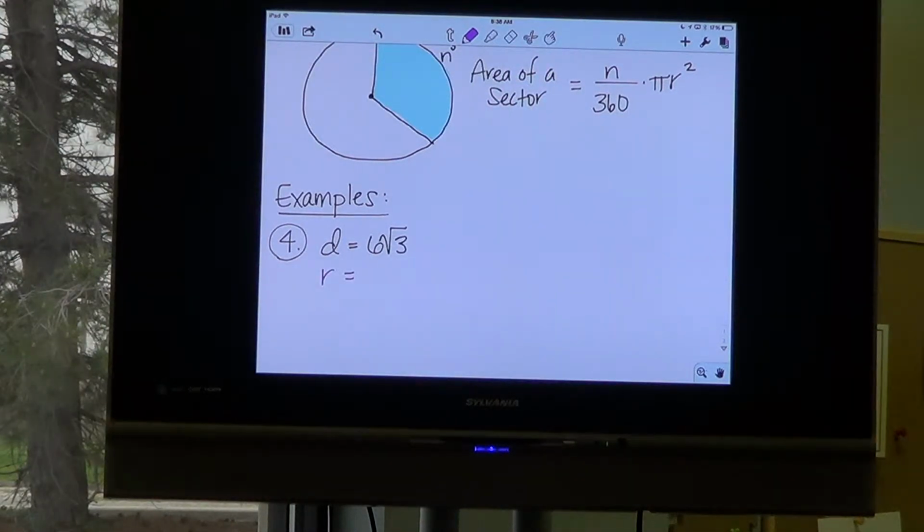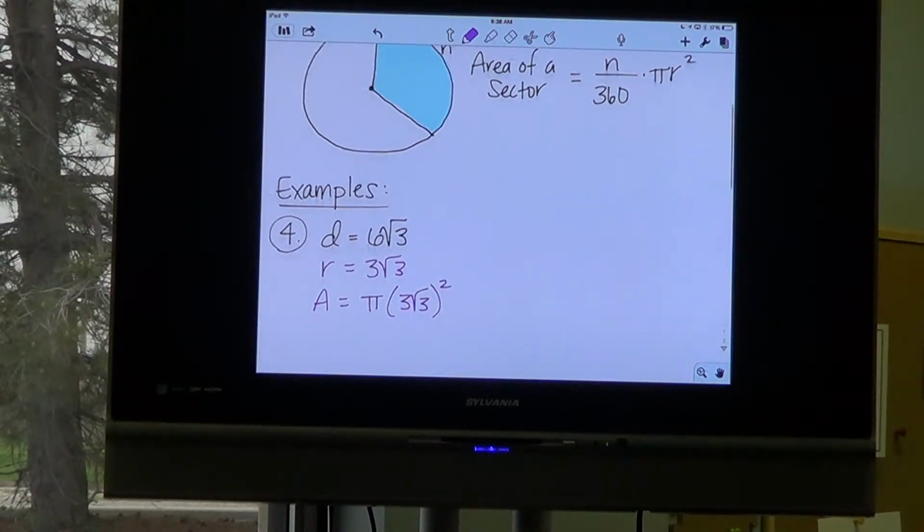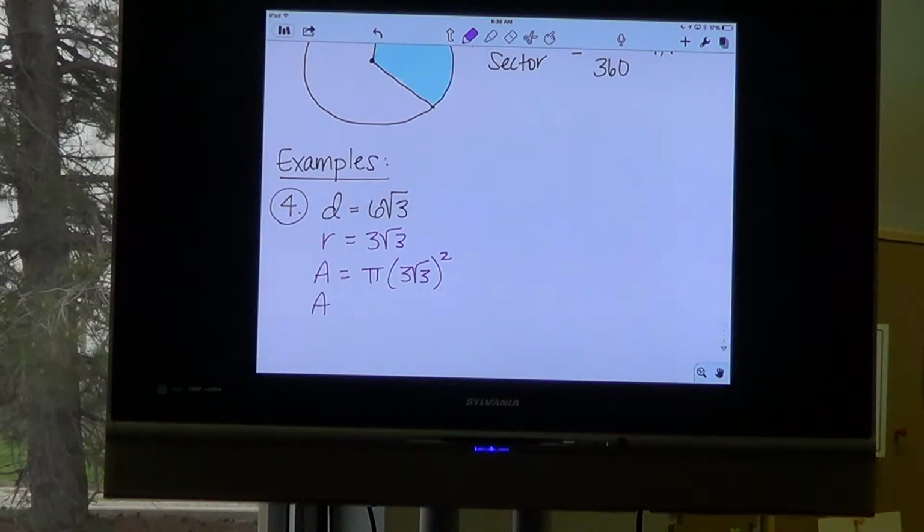Morgan? 3 root 3. 3 root 3. So the area is going to be pi times the radius squared. And so what would 3 root 3 squared be, Morgan? 27. Good, 27. So the area here would be 27 pi.